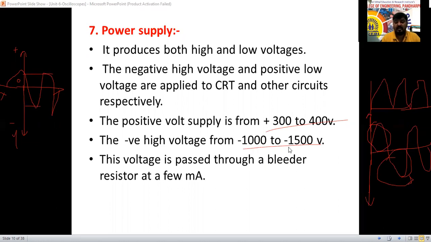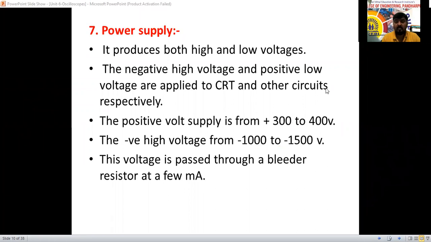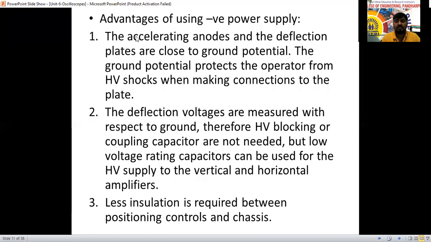But by using the negative supply, we have some advantages. Why do we have to use the negative supply here? It is for accelerating the anode. The cathode and anode are there in the CRO, that is the cathode ray tube. So it accelerates the anodes, and the deflection plates are close to ground potential. Ground potential means how much voltage is there with respect to ground. Based on that, we calculate what is close to ground potential.